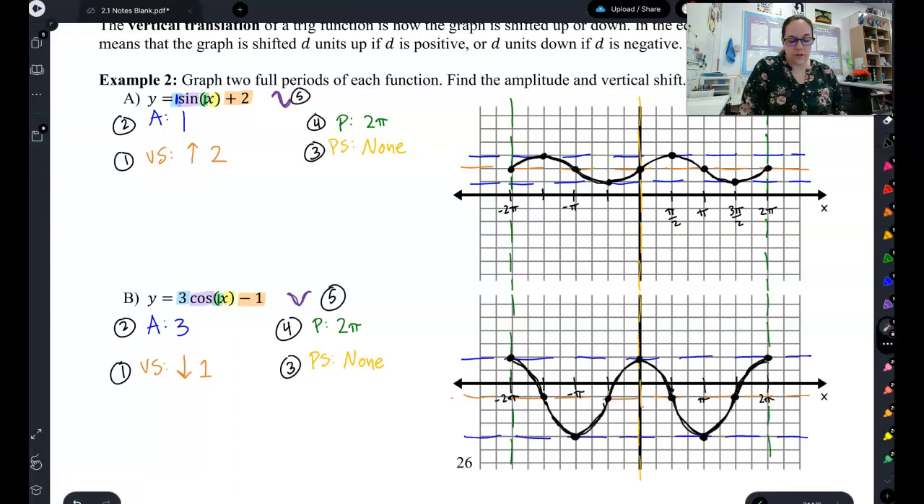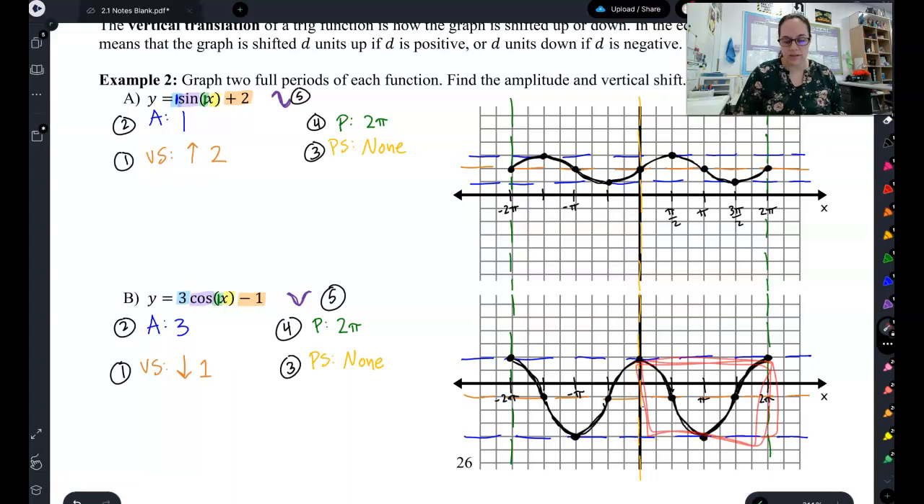So vertical shift was first. I moved everything down 1. Amplitude is 3, so I went up 3, down 3 to make my boundary lines. Phase shift was none, so that stays on the y-axis, and my period is still 2 pi, so I go 2 pi out, and that creates the box for my first wave.